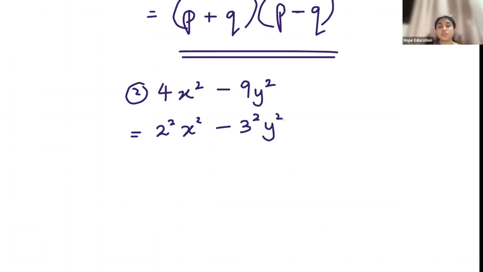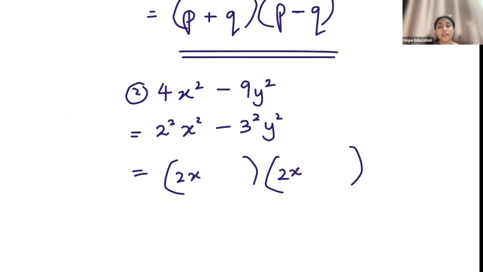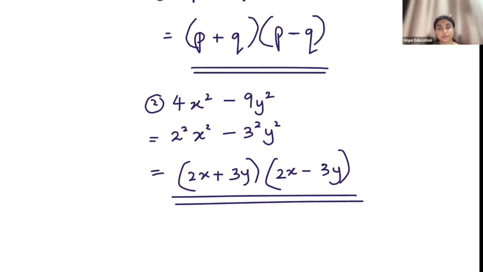Then what do I do? I open two brackets. From 2 squared, one 2 I put here, the other 2 I put here. From x squared, one x I put here, the other one I put here. From 3 squared, one 3 I put here, the other 3 I put here. From y squared, one y I put here, the other y I put here. Then in the middle, one gets a plus, the other gets a minus. This is how I write the difference of two squares. Is this clear to all of you? Please give me a thumbs up. Others?